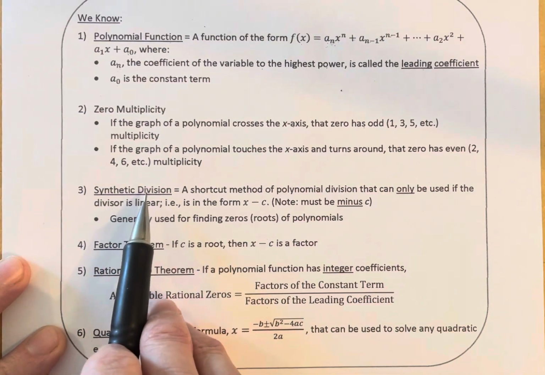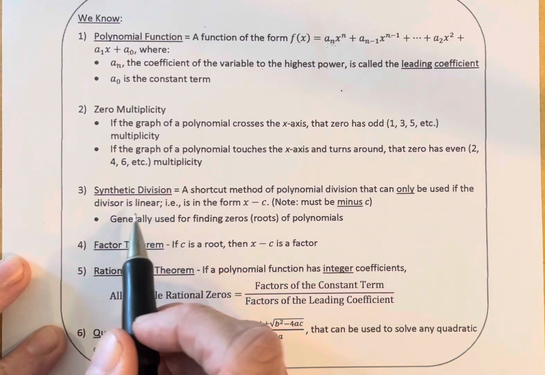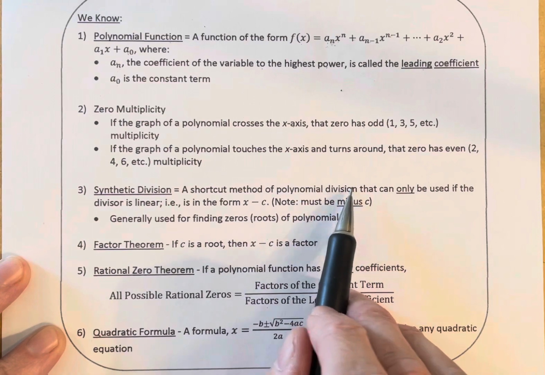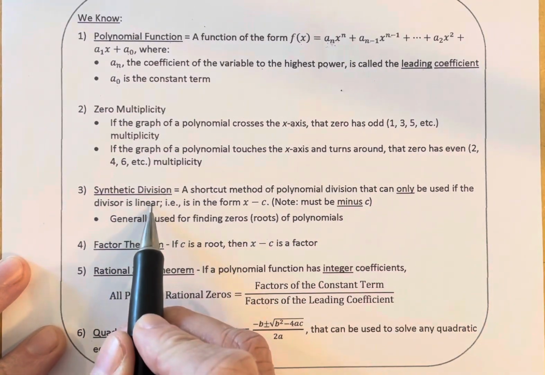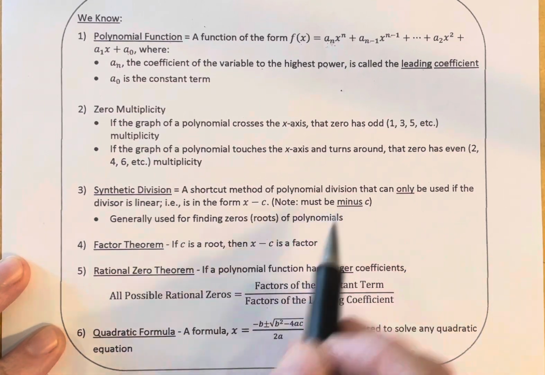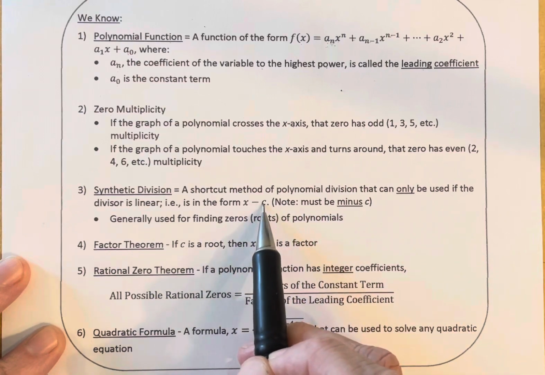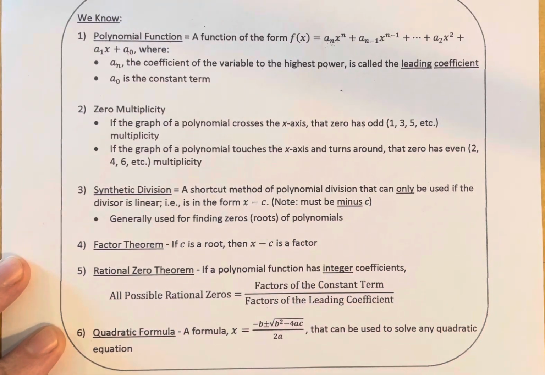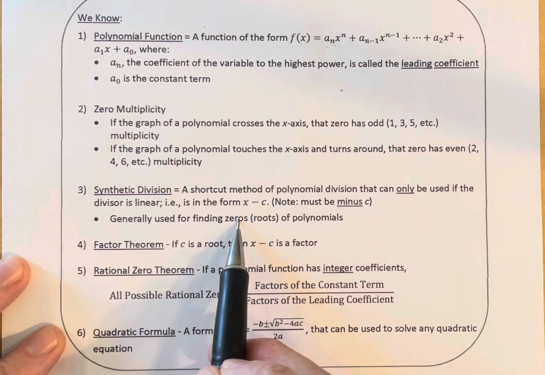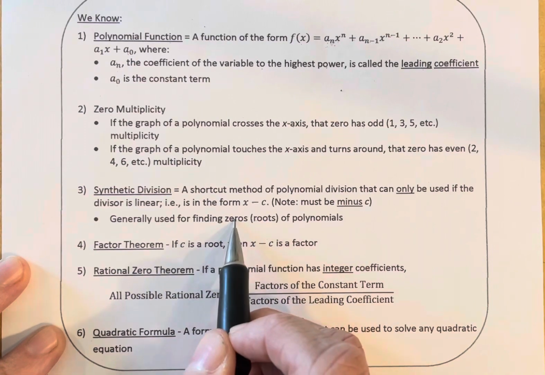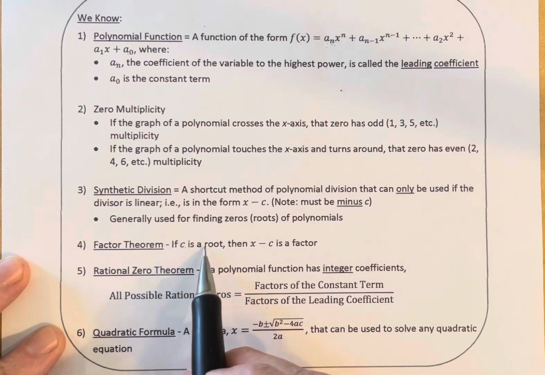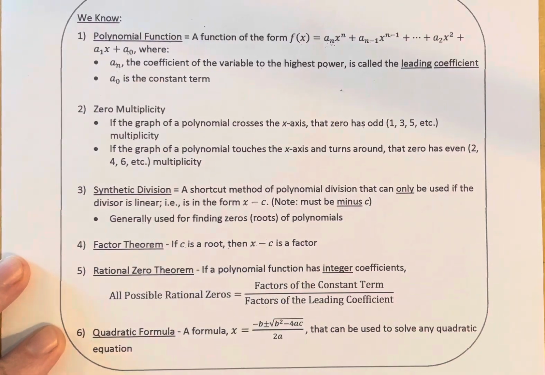We know about synthetic division, kind of a shortcut when we're dividing by a linear term. A method to do polynomial division, again, that can only be used if the divisor is linear. It's in the form x minus c, and notice we have a minus c. So we need to make sure that we're dealing with c's that are following a minus operation. This is generally used for finding the zeros. Okay, again, roots include zeros of polynomials. We know the factor theorem: if c is a root, then x minus c is a factor.